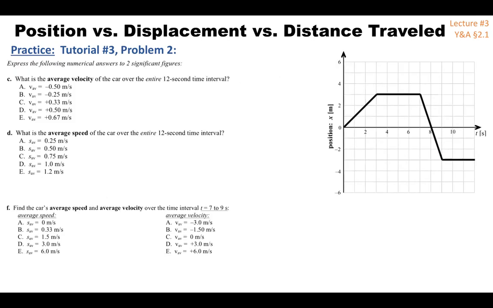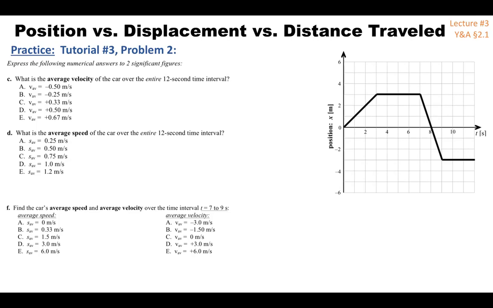All right, then finally, this problem wraps up with some calculations. So first I ask, what's the average velocity of the car during the entire 12-second time interval? And I ask what's the average speed during that same entire 12-second time interval? And then I ask you to compare the average speed and average velocity over just a short segment of the graph. So just that third segment, 7 to 9 seconds.